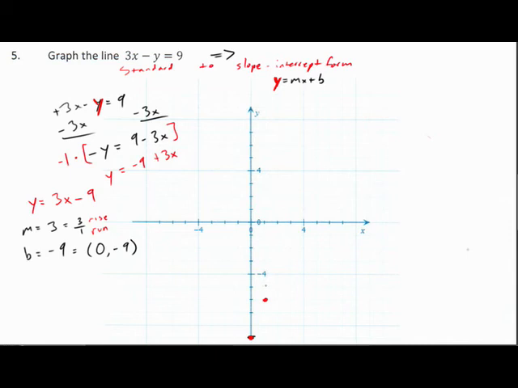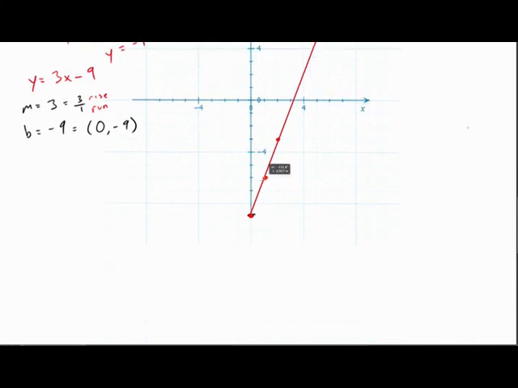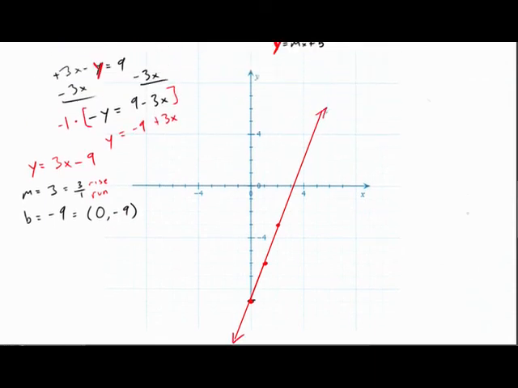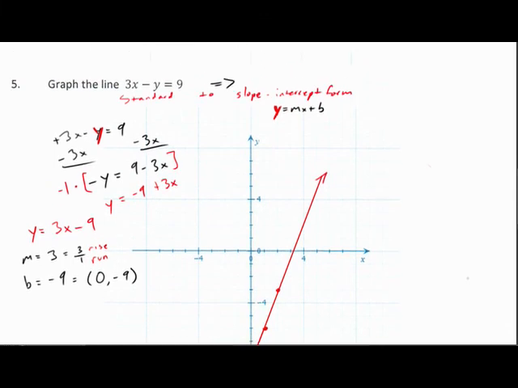Now I'm going to rise 1, 2, 3, over 1. And you can do it as many times as you want. 3 times will give you a good straight line. So I'm going to now run through it like so. And put this one as well. And now we can go back to our pen on here, and this will be how the graph for the line 3x minus y equals 9 should look.